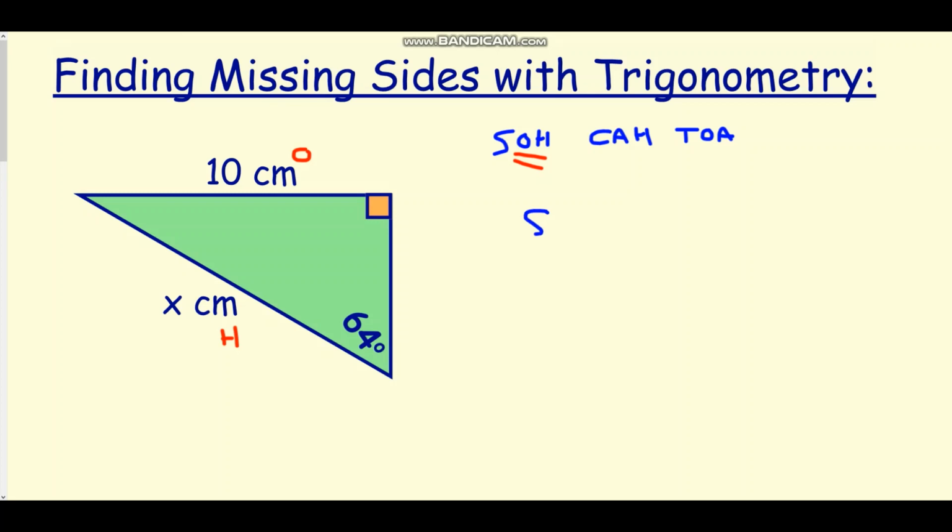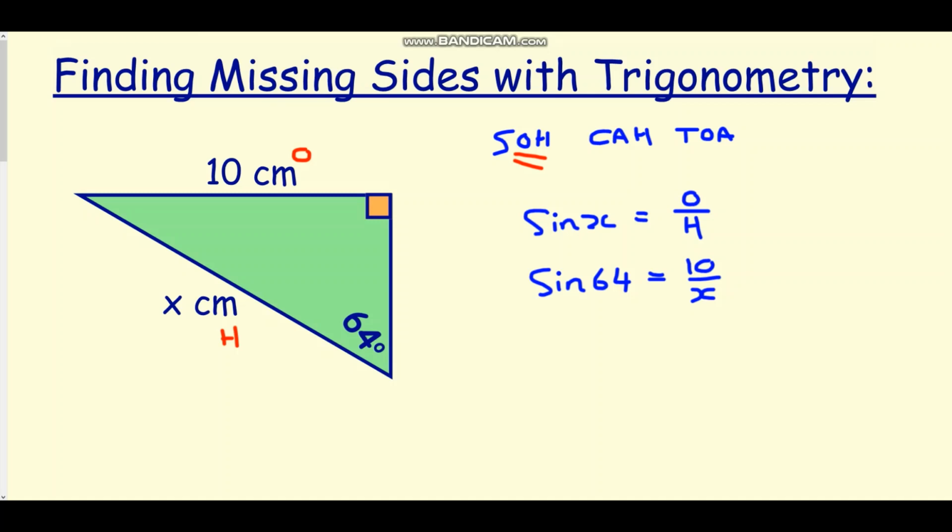So sine x equals opposite over hypotenuse. Sine 64 is what we'll get when we substitute in our values. And that's going to be equal to the opposite side, which is 10, divided by the hypotenuse side, which is x. That doesn't help us wonderfully.